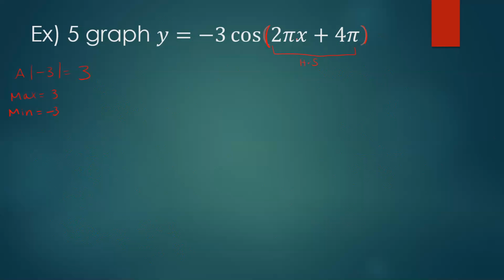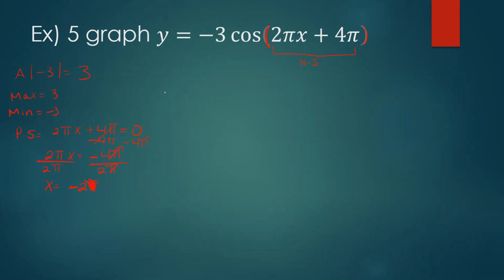So you set this 2 pi x plus 4 pi to 0, and then solve for x. So I'm going to abbreviate it as PS as phase shift. So it's 2 pi x plus 4 pi equals 0, and then solve for x. So subtract 4 pi. So that's 2 pi x equals -4 pi. Divide this by 2 pi. Oops, it's not -2 pi, the pi's cancel. So it's -2. Okay, so that's our phase shift. So that means that's our first starting point.